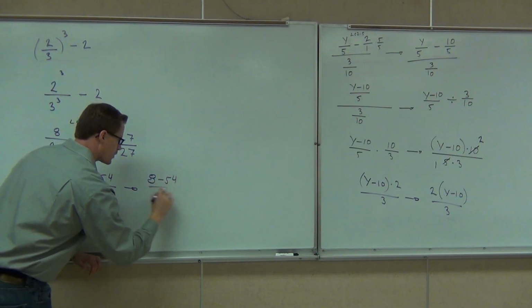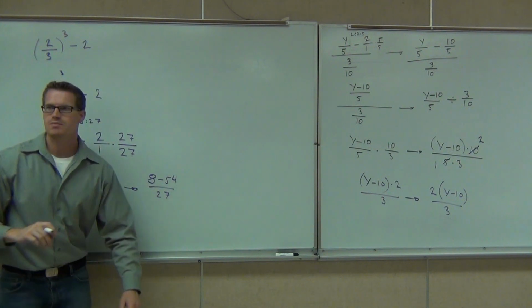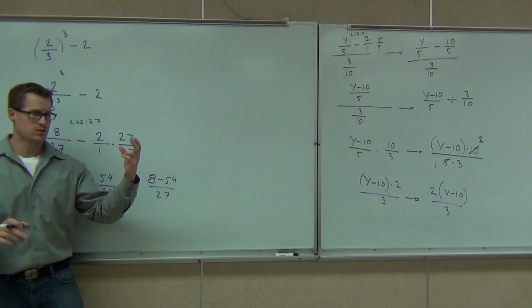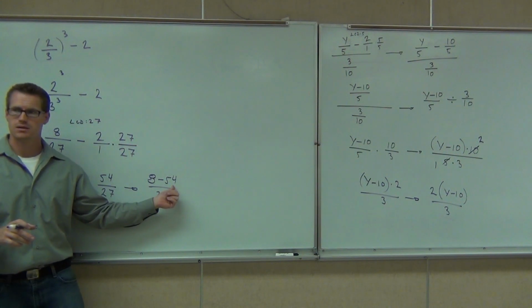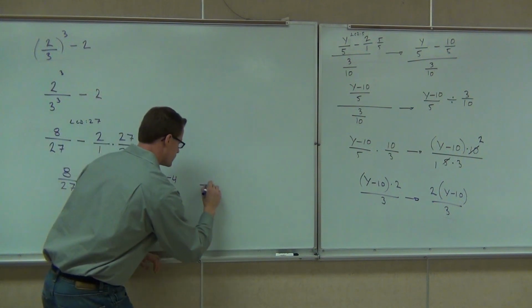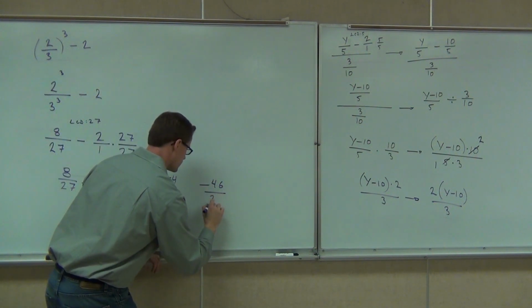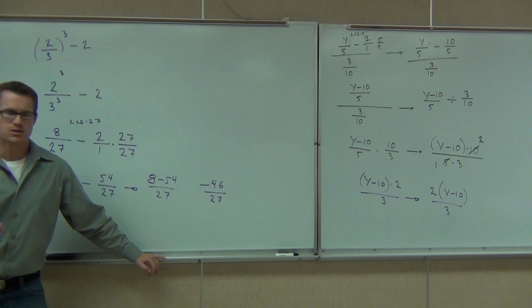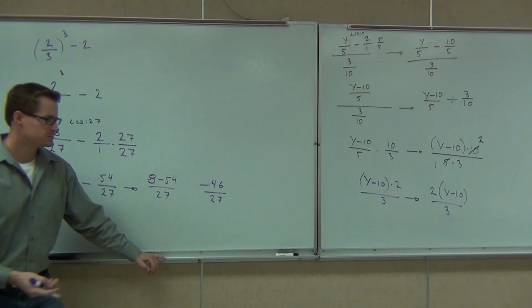8 minus 54 over 27. We'll go ahead and do 8 minus 54. We can change it to plus and negative, combine them with the addition rule. That's going to be, negative, say that again? 46. 46. Negative 46 over 27. You would try to simplify it. You can't simplify that one. You're done.